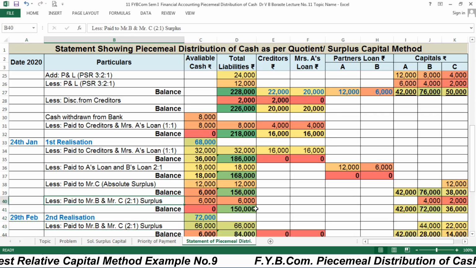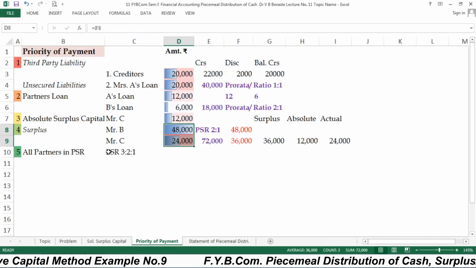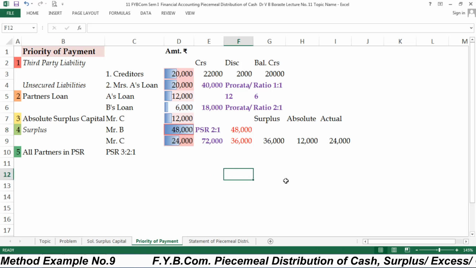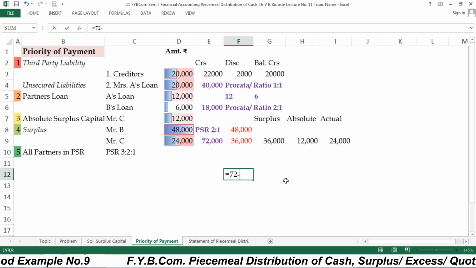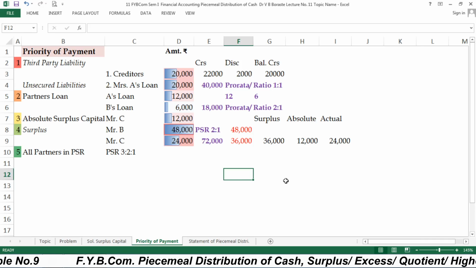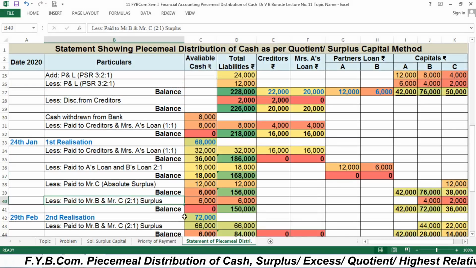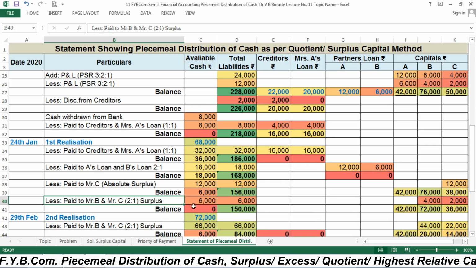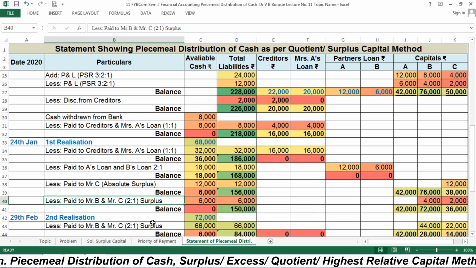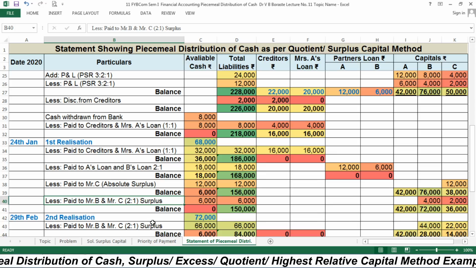Here you can see we have already paid 6,000 to Mr. B and C, and the payment of Mr. B and C as a surplus capital was rupees 72,000. That means out of 72,000 we have already paid 6,000, means still we have to pay 66,000 to Mr. B and C. That means we have to pay 66,000 in their profit sharing ratio, and we have a sufficient amount 72,000. So we can pay less paid to Mr. B and C in the ratio of 2:1. That is 66,000. Cash will be reduced, total liability will be reduced by 66,000.